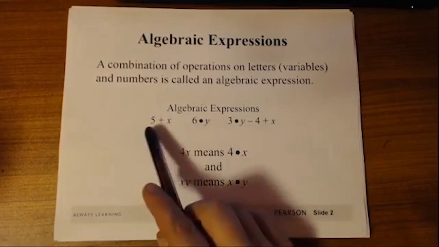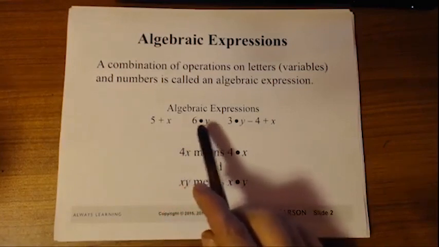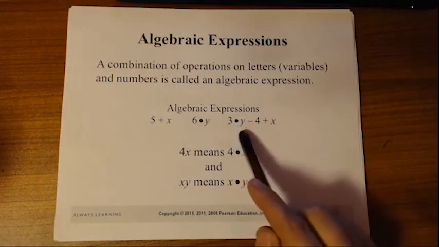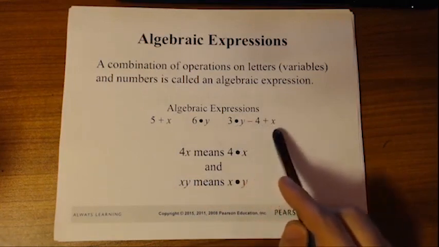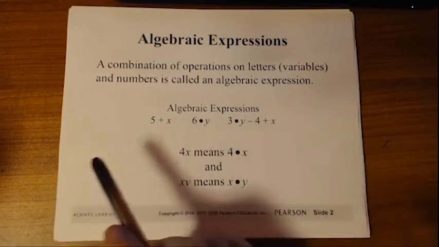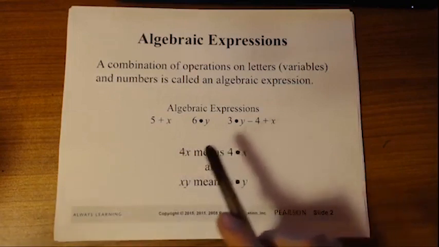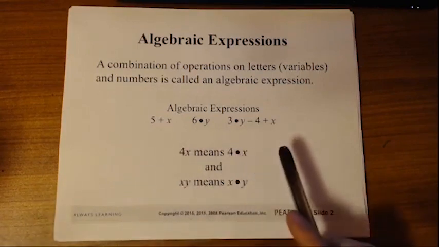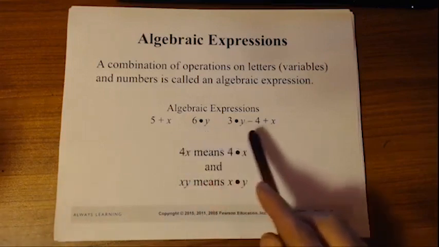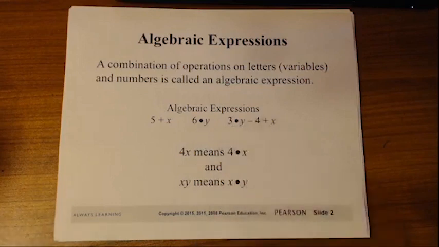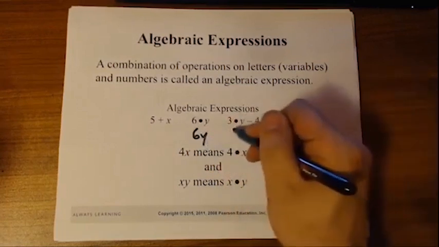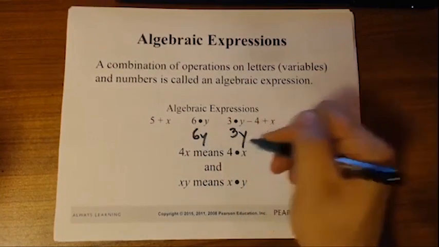So for instance, 5 plus x, 6 times y, 3 times y minus 4 plus x. We're adding, subtracting, multiplying, dividing combinations of letters and numbers. Now, 6 times y, 3 times y. When we're multiplying, we're just going to jam these together. 6y, 3y.